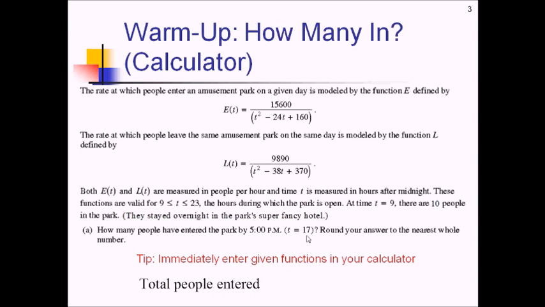However, how about the lower limit? I'm tempted to say 0, but the park didn't open at time 0 at midnight. It opened at 9 a.m. So we need an integral from 9 to 17 of the E of t function. And I don't have to write this whole function out because they already defined it for me here. So now I'm just going to do this on the calculator.